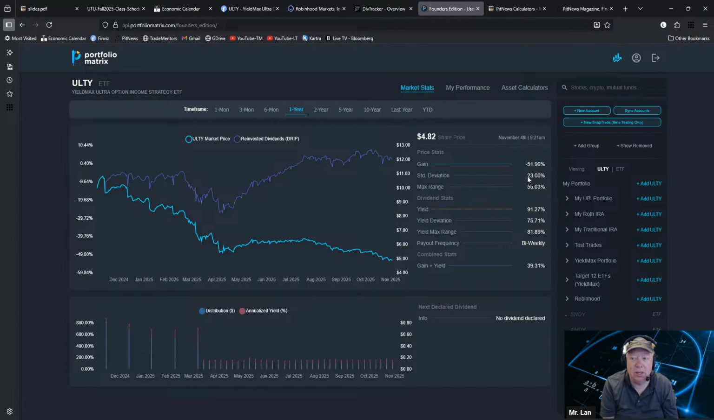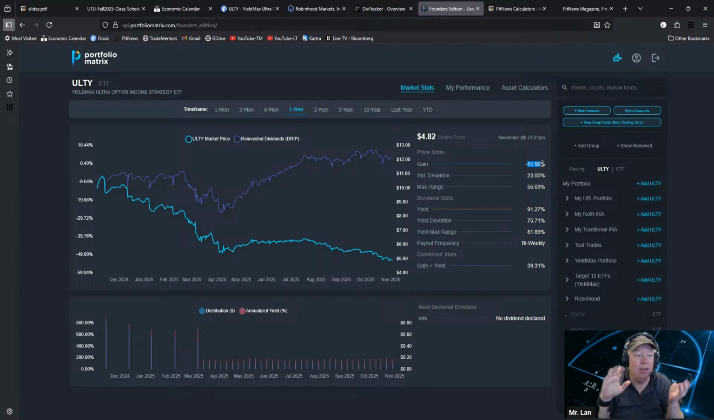So everybody's looking at this and saying, well, it's up 91% yield. Yes, but it's down 51% over the year. So if you subtract the gain of negative 51 from the yield of 91, you're still making a 39% return. 39% return is a lot of money, even though it's a losing stock, losing 51% of its growth value. And so as it goes down, you can buy your shares cheaper and cheaper. You can buy more shares. You can dollar cost average and get a better rate on your money, right?